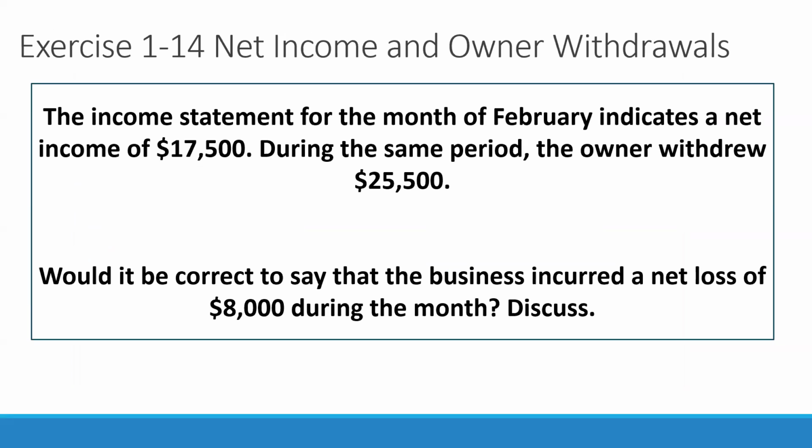So the income statement for February indicates a net income of $1,750, and the owner withdrew $25,500. Would it be correct to say the business lost $8,000 during the month? Exactly, because an owner withdrawal is not an expense. But it is a decrease to owner's equity, but the business net income was $1,750.